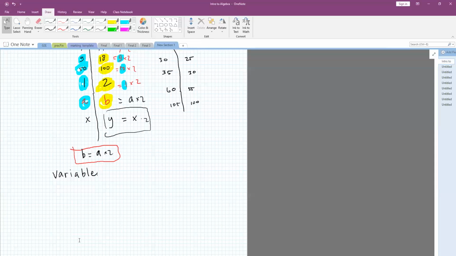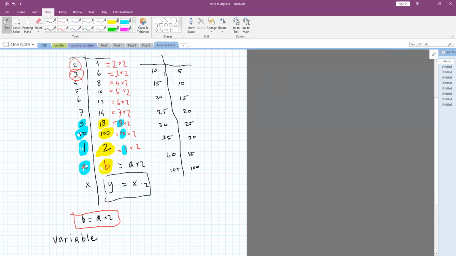Okay, good. Now, let's look at the second table here. You still remember, if I have 10 gives you 5, 15 gives you 10, and then 20 gives you 15, 25 gives you 20, 30 gives you 25, 35 gives you 30, and so on. So if I have now another letter, for example, here I put X, and here I put Y. Can you tell me now the rule that connects X and Y? Y is equal to X minus 5. Yeah, something like that.